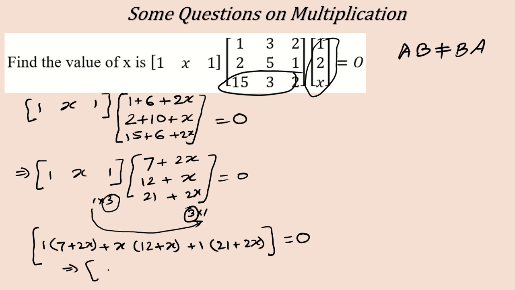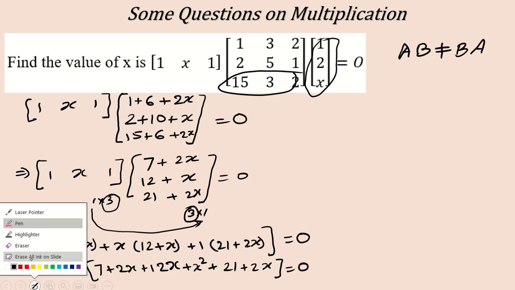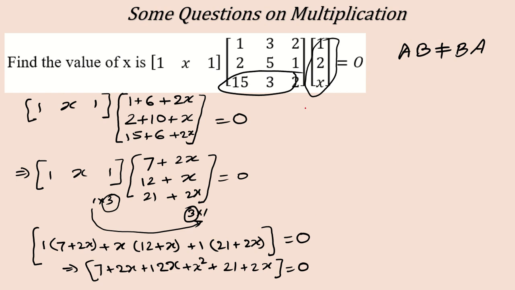So it will be 7 plus 2x plus, it is just a multiplication now, 12x plus x square plus 21 plus 2x is equal to the null matrix. So here we are going to get, I think, a quadratic equation. Okay, so x square I am writing in the proper order, plus for x it will be 2x, 12x, 14x plus 2x, 16x. Then for constants it is 7 plus 21, 28, equal to 0. See, here it was null matrix O, but now I have written 0 because I have written the element.